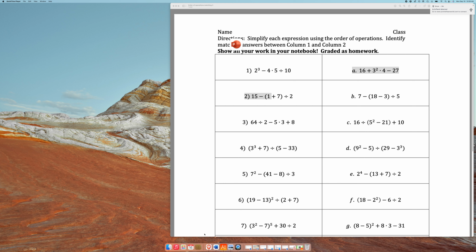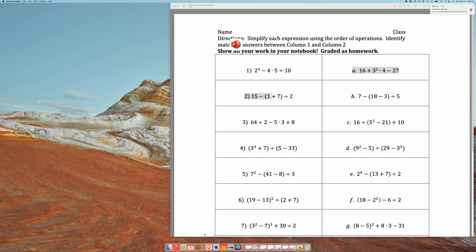Next one. 3 to the third power plus 7, in parentheses, divided by 5 minus 3 to the third. We have 2 sets of groupings, 2 parentheses, but let's look at the one that comes first from left to right. They have an exponent inside. Right, so inside this parentheses, I can't add yet, because 3 to the third power is not in standard notation, right?